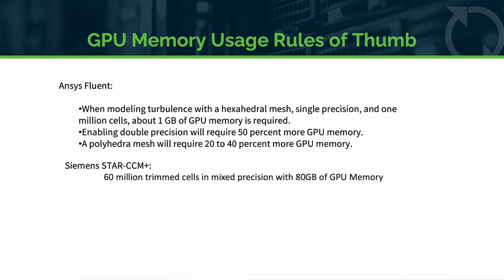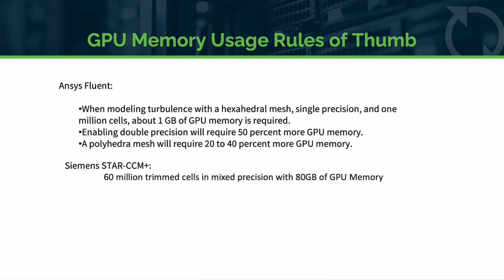So how much memory do you think you might need? Every application has a different rule of thumb. I just picked 2 here that were kind of easy to have. One is Fluent, about 1 million cells for single precision. If you need double precision, it's about double that. And so that could give you a feeling for, hey, if I have a 24 million cell model, I might need a card that has around 24 gigs of memory on it.